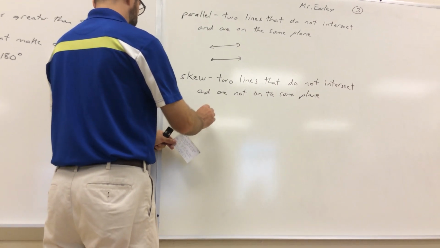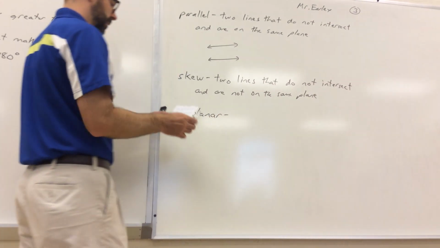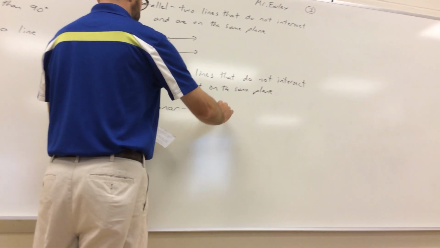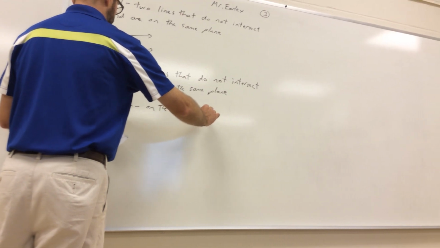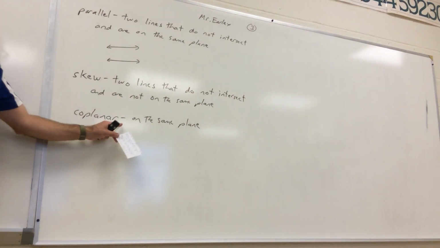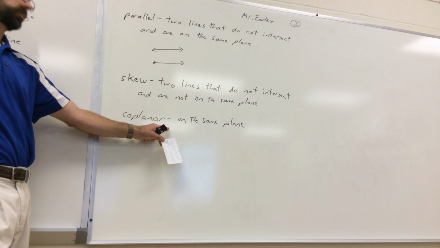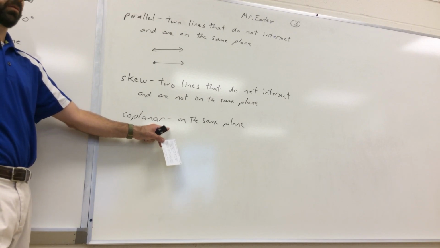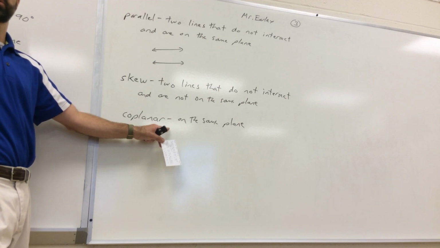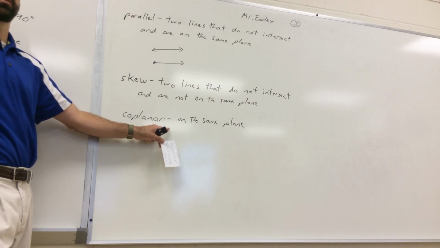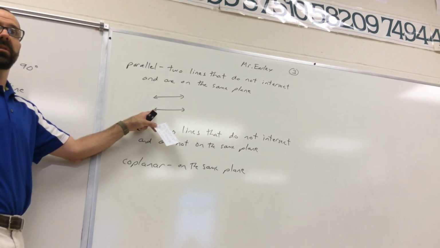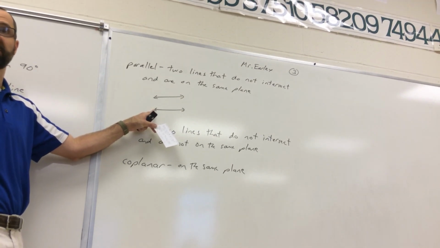All right, next we have coplanar. And coplanar means on the same plane. So those 2 skew lines were not on the same plane. So they were not coplanar. But these 2 lines are both on the board. So they're on the same plane, so they're coplanar.